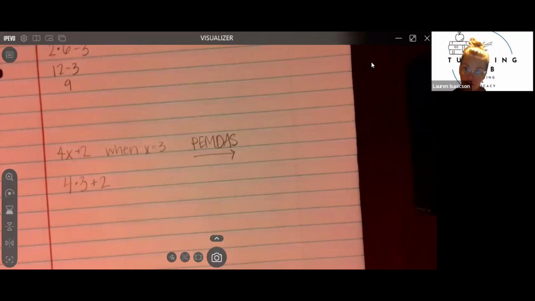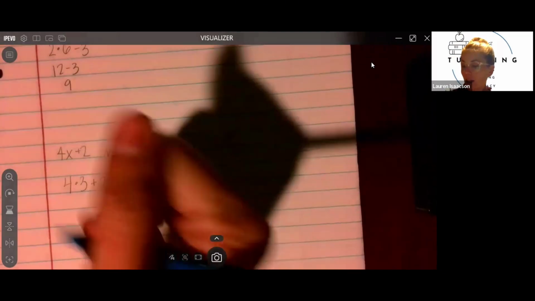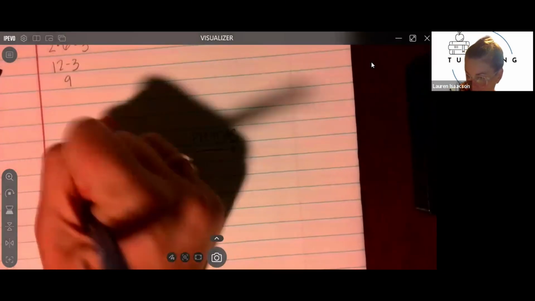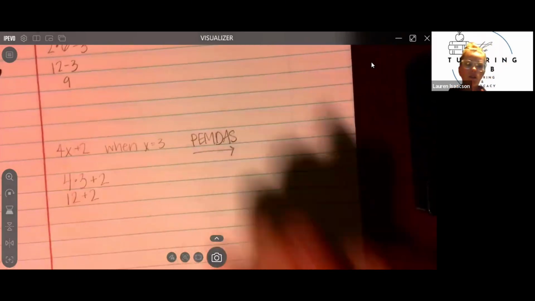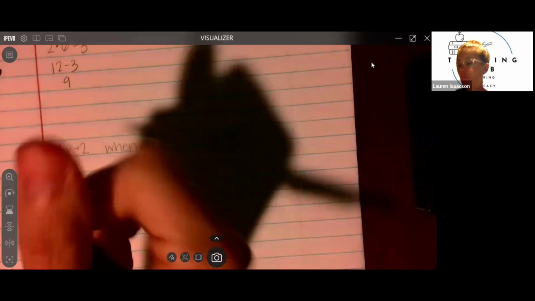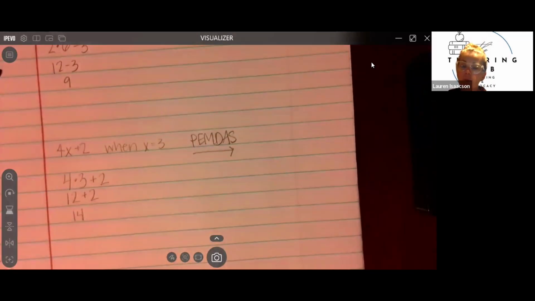4 times 3 is our first step. So 4 times 3 is 12. And then we're going to still add 2. So now 12, add 2, we get 14. Evaluating expressions is one of the biggest steps in algebra and going on. But if you can master this in 6th grade, then you're doing it ahead of the game.